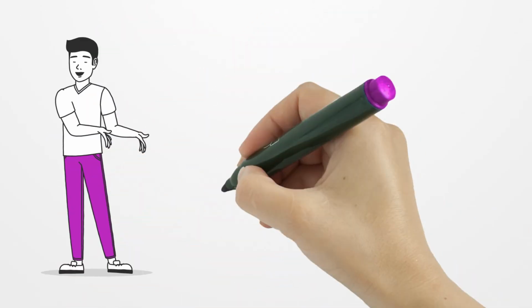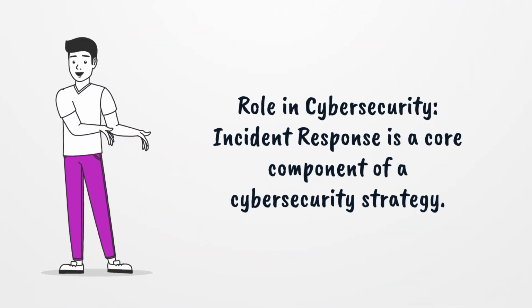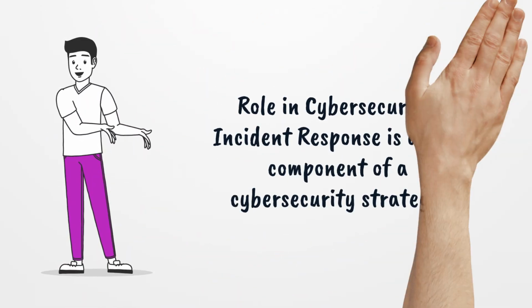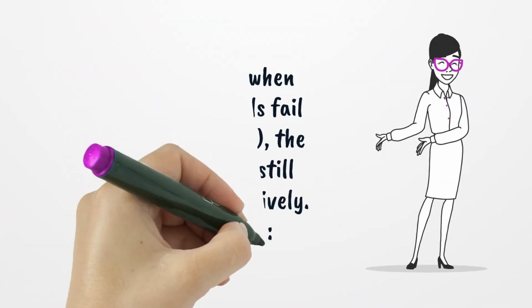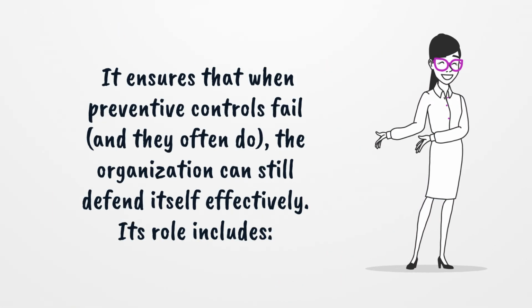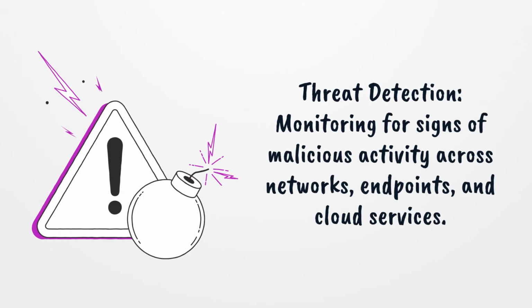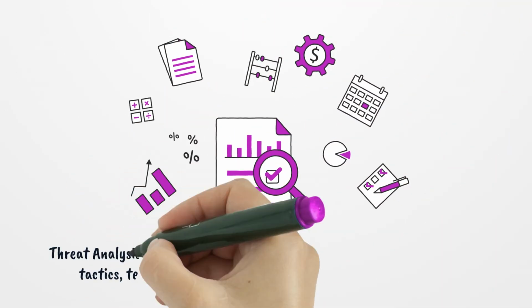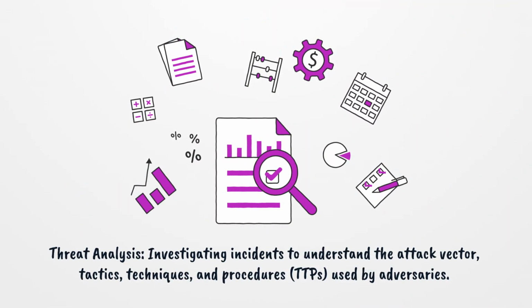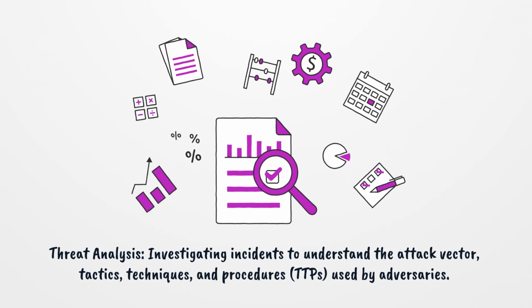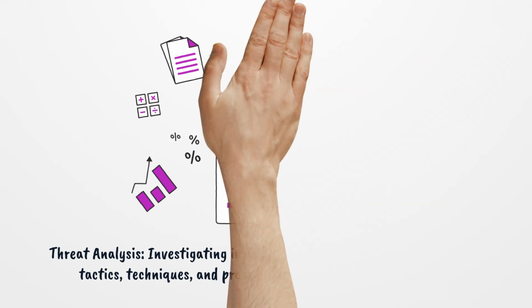Role in cybersecurity. Incident response is a core component of a cybersecurity strategy. It ensures that when preventive controls fail, and they often do, the organization can still defend itself effectively. Its role includes threat detection, monitoring for signs of malicious activity across networks, endpoints, and cloud services, and threat analysis, investigating incidents to understand the attack vector, tactics, techniques, and procedures, TTPs, used by adversaries.